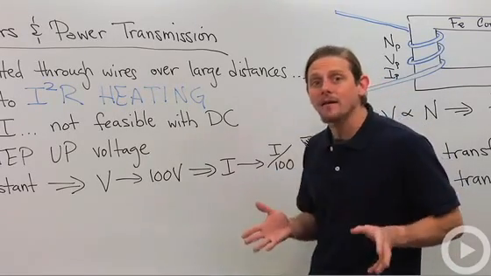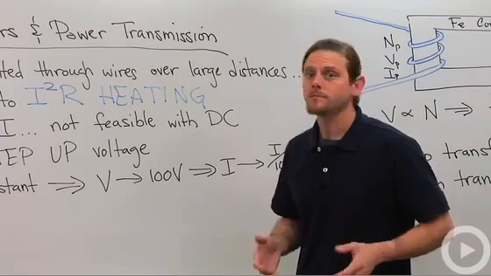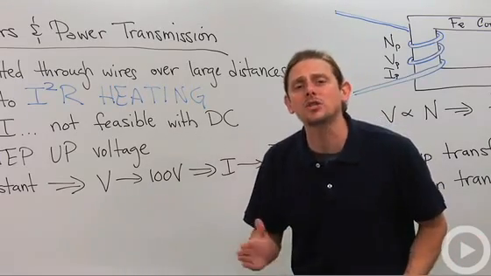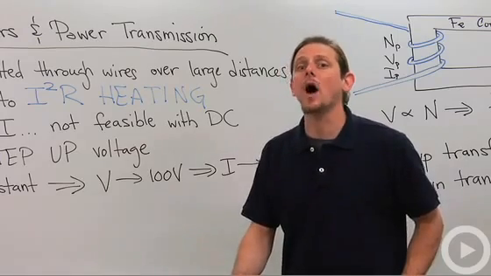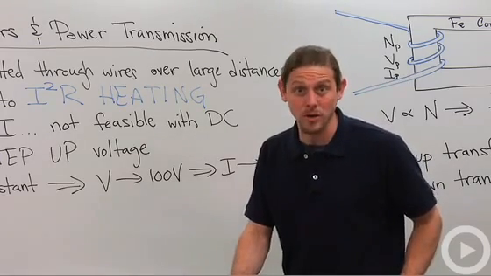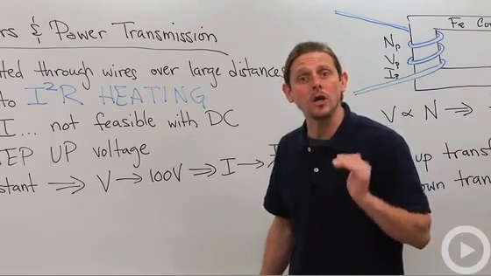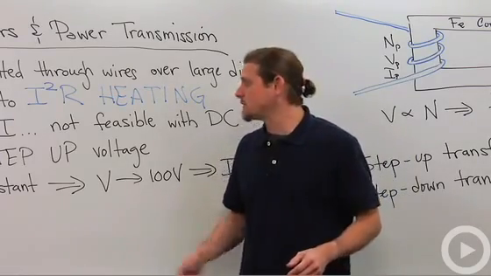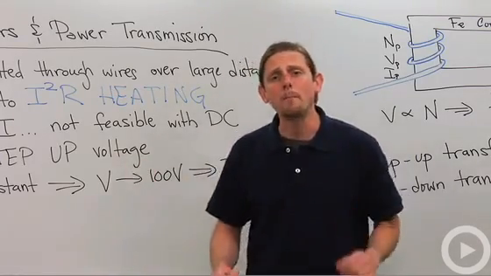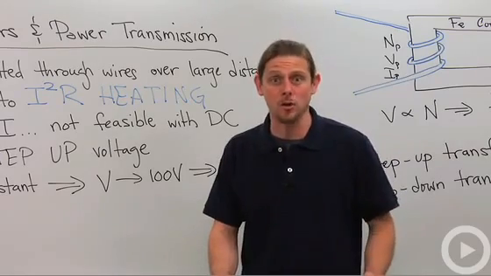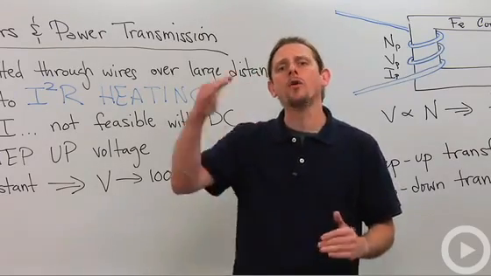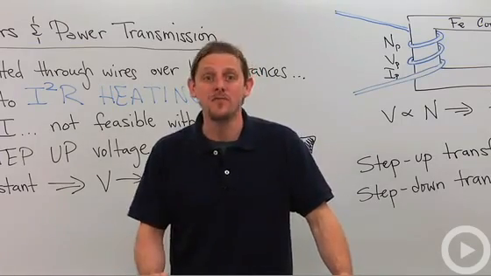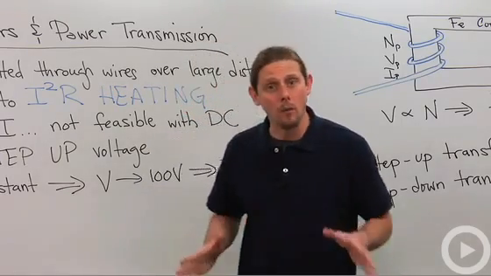Now, when we send that into the transmission line, I is down by a factor of 100. So that means I squared R is down by a factor of 10,000. So this is very, very useful. And in standard communities, you'll use a step-up transformer like this to bump up the voltage from a standard household 120 volts all the way up to standard transmission voltage, 450,000 volts. And that's the way that it works.